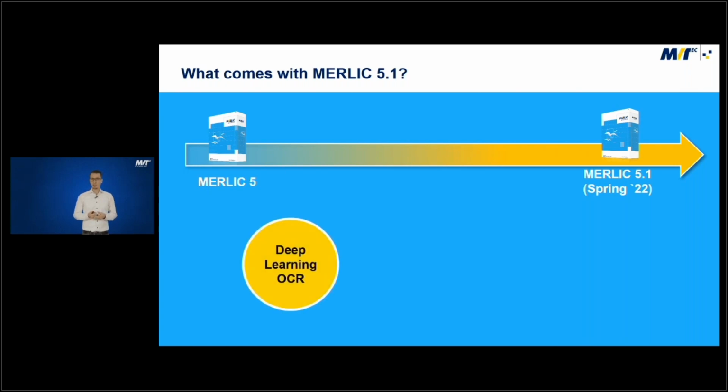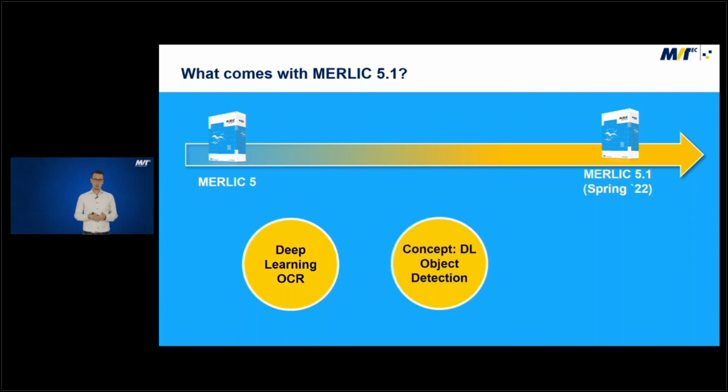The next major feature will be deep learning OCR. We have this feature already available in Halcon. This feature means deep learning based text reading. This is a really easy to use high-end technology which could more or less read everything, and this more or less without needing parameters. So be excited about the deep learning OCR functionality in Merlic.